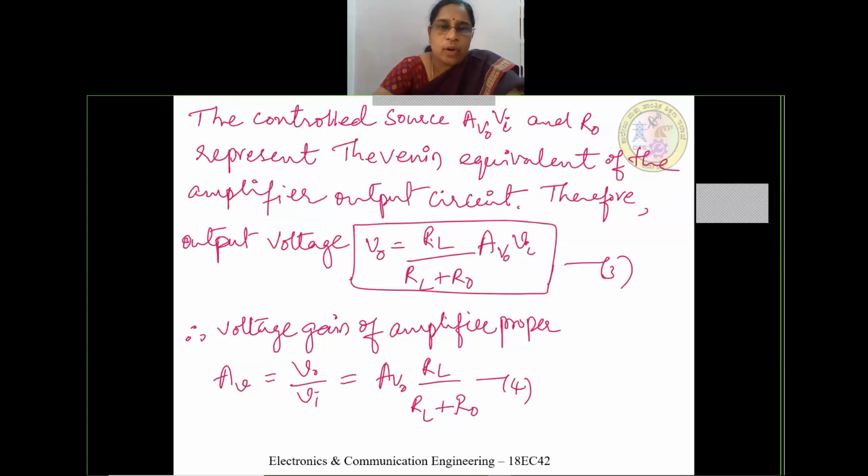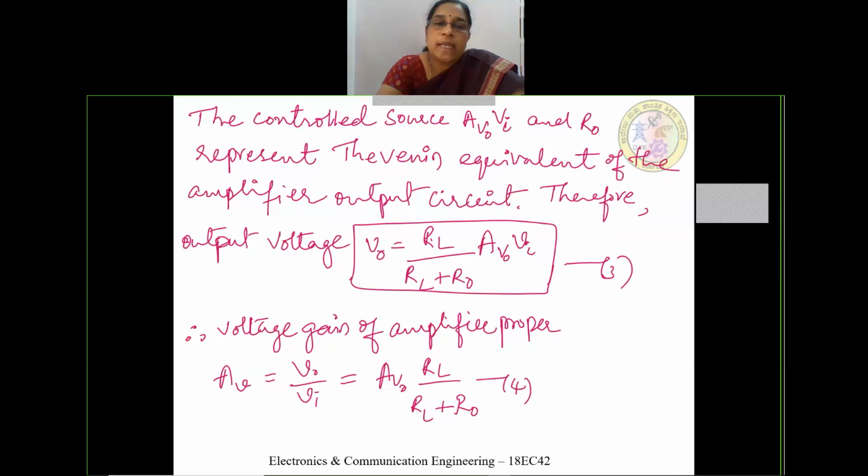Now in this equation I'll take Vi on the LHS. So V naught by Vi equals RL by RL plus R naught into AV naught. This V naught by Vi is the ratio of output voltage to input voltage, which is nothing but the gain of the amplifier. Now it is not AV naught, that is the difference.